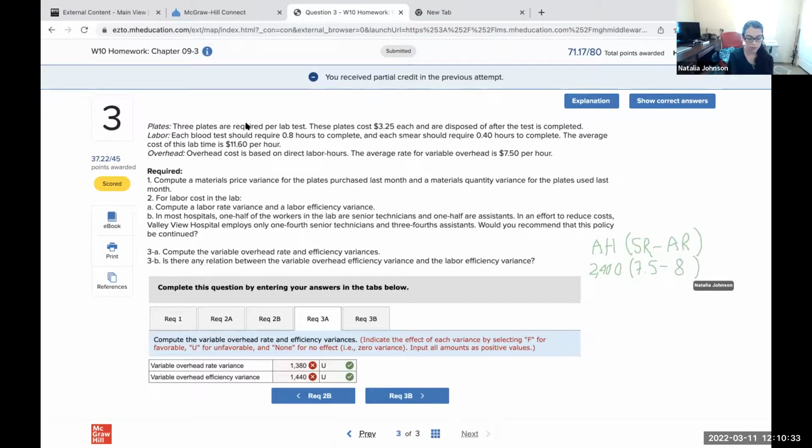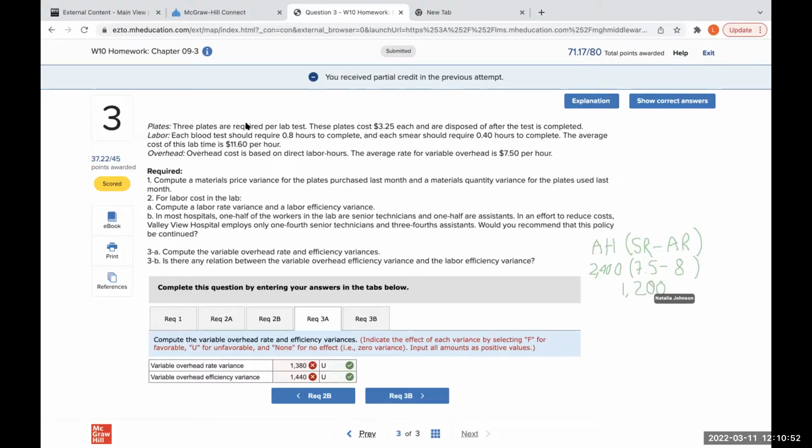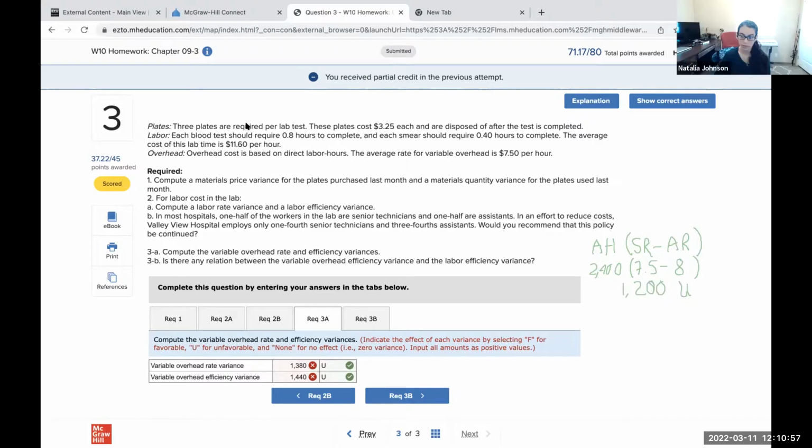Okay. So let's do that, 7.50. Well, it's going to be 0.5 times 2,400, 1,200. Favorable or unfavorable? Unfavorable, because they actually used more than the standard was. 50 cents more. So that is the variable overhead rate variance.